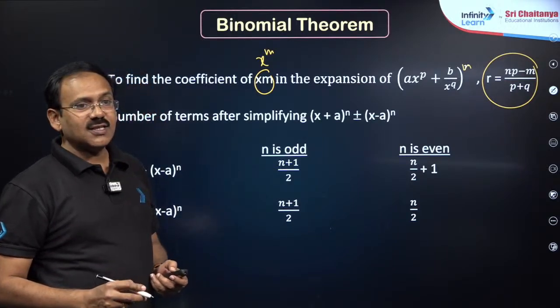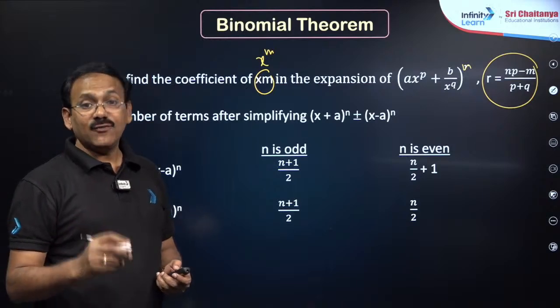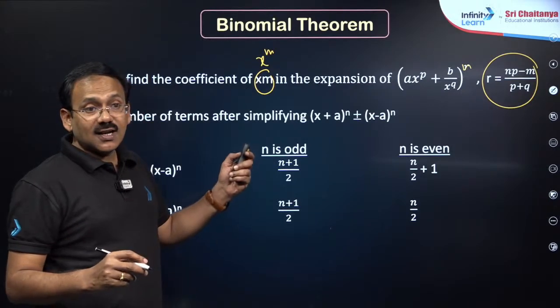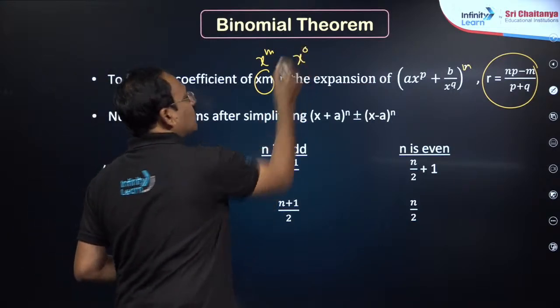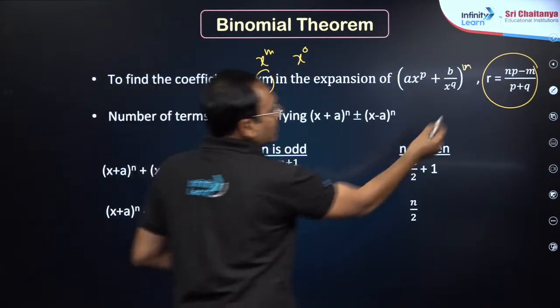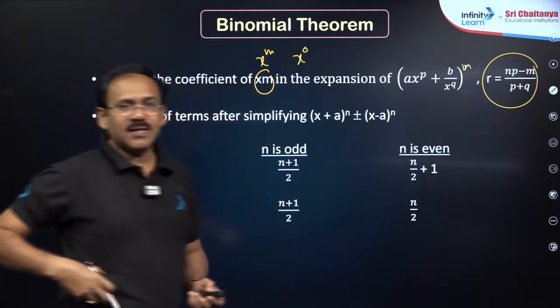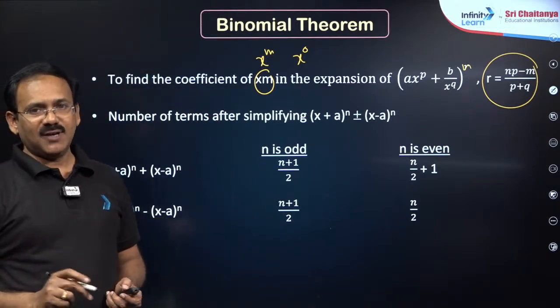After this, dear students, if you are asked to find the constant term without x, that means the coefficient of x^0, m becomes 0. So my dear friends, r is equal to np/(p+q). It's a very important formula, dear students.